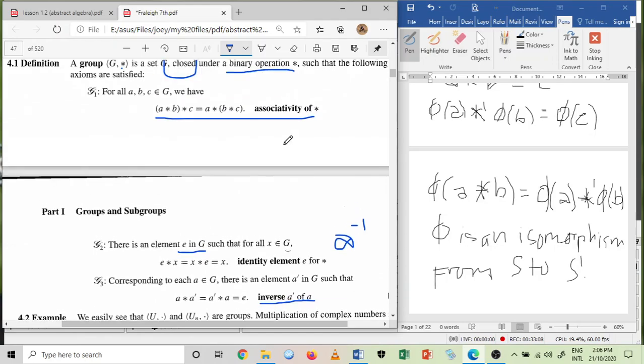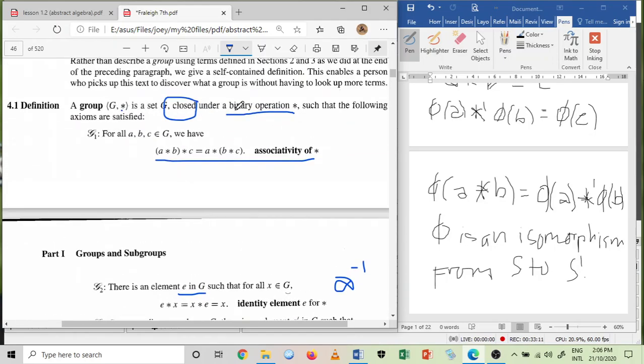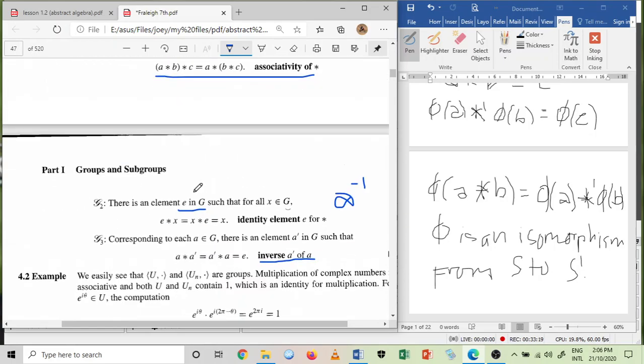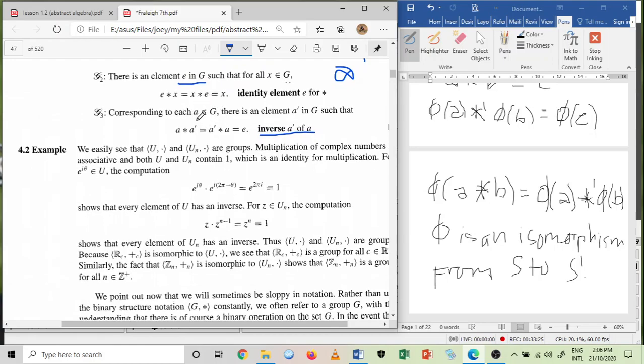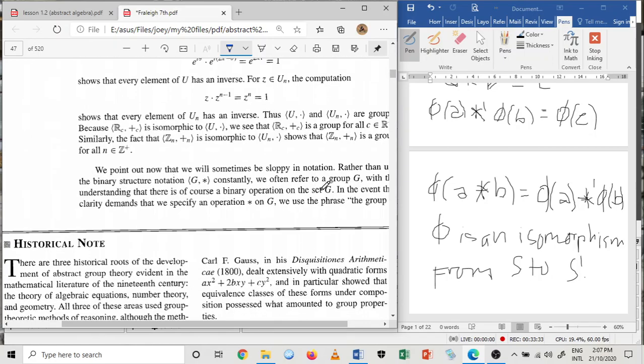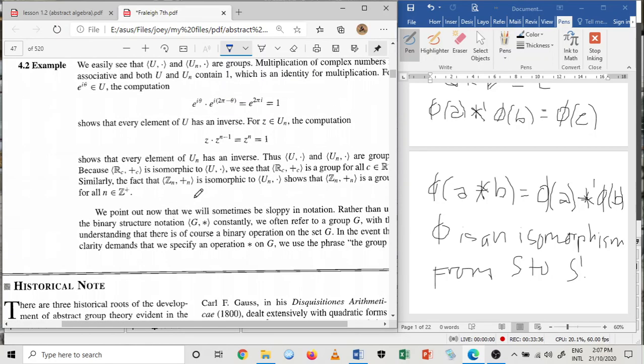So, first, the operation must be a binary operation, meaning closed and well-defined. The operation must be associative in the set. There should be an identity element in the set, and each element in the set must have a corresponding inverse. Okay? So, it could be proven that the finite binary structure Z sub n under addition modulo n is a group.